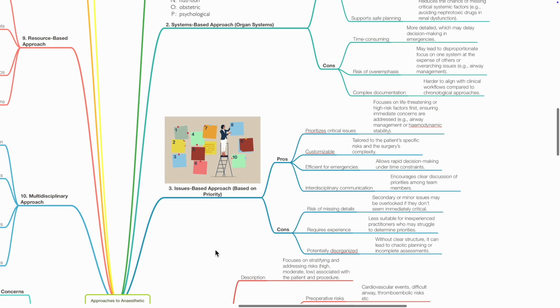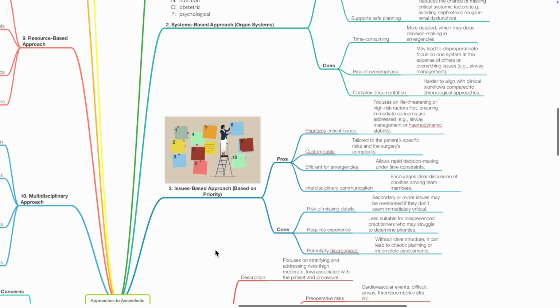Next is the issue-based approach, based on priority. Pros include prioritization of critical issues, with focus on life-threatening or high-risk factors first, ensuring immediate concerns are addressed. For example, airway difficulty or hemodynamic instability. It is customizable, tailored to the patient's specific risk and the surgery's complexity. It is efficient for emergencies and allows rapid decision-making under time constraints.